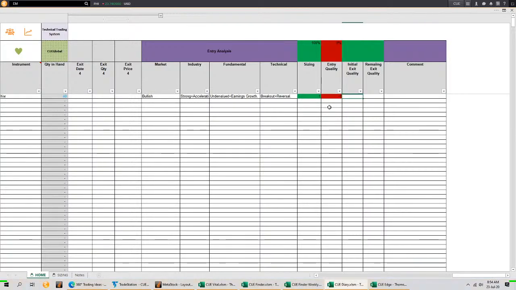My entry quality is -1, and you can see it changes the color, and there is some summary information. But in this case, I entered it with discipline, and I have not exited. Okay, I exited, initial exit with discipline when target is hit. Remaining exit, I have not exited, and you can see currently only one trade is executed. My score is 100. As you fill up more and more trades here, the score will change.